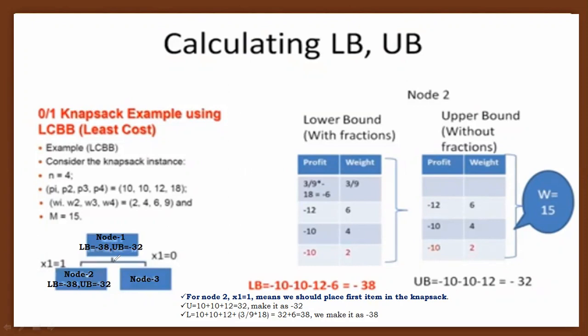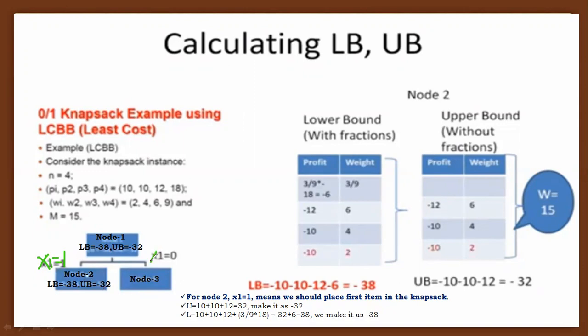Now here we have a possibility: when x1 equals 1, that means the first item is to be placed into the knapsack. While constructing the state space tree, remember that x1 equals 1 means the first item is completely taken into the knapsack. In that case, the node 2 lower bound and upper bound values may not be changed.